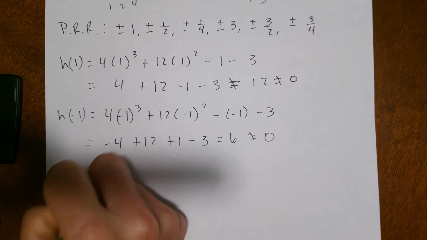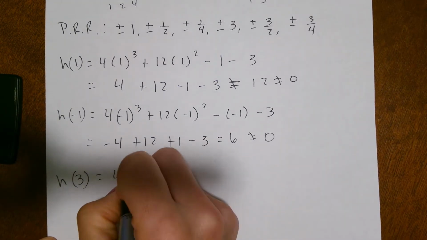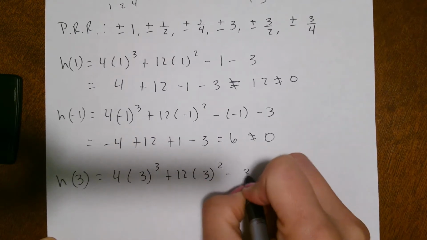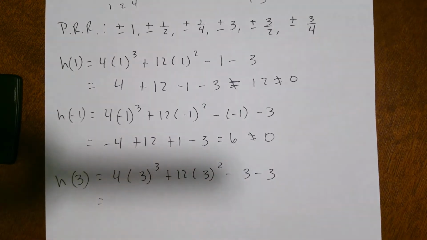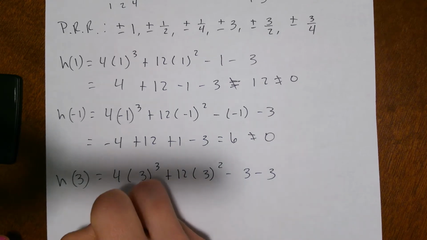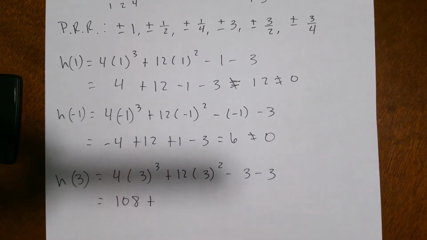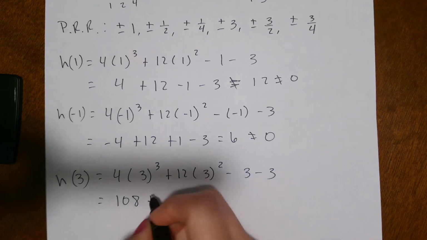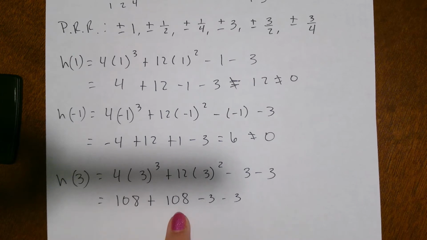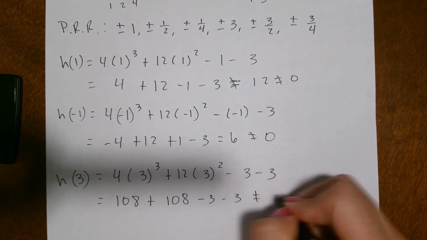So I'm going to test out h of 3. So I get 4 times 3 cubed plus 12 times 3 squared minus 3 minus 3. 3 cubed is 27, and I am actually going to break out my calculator. So I get 108 plus 108. I could actually probably stop right there. I know 108 plus 108 minus 6 is not equal to 0.